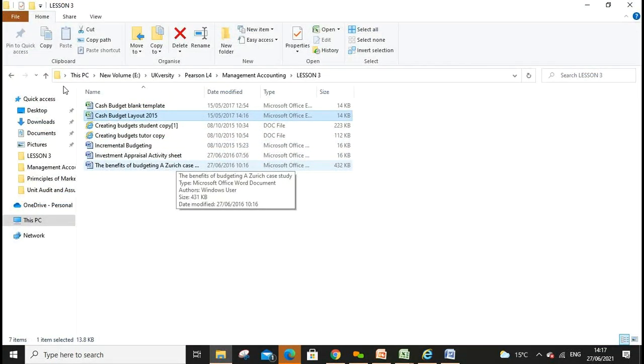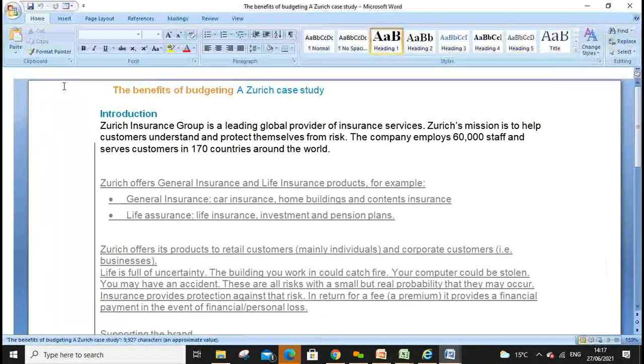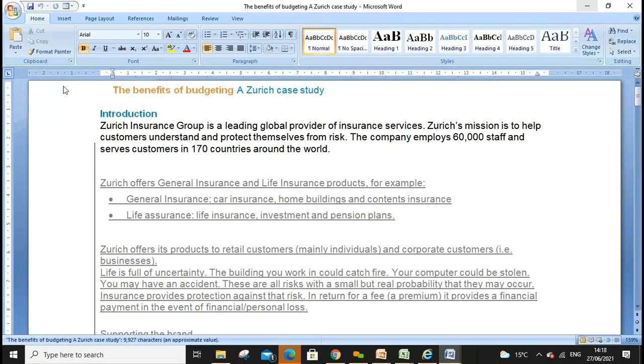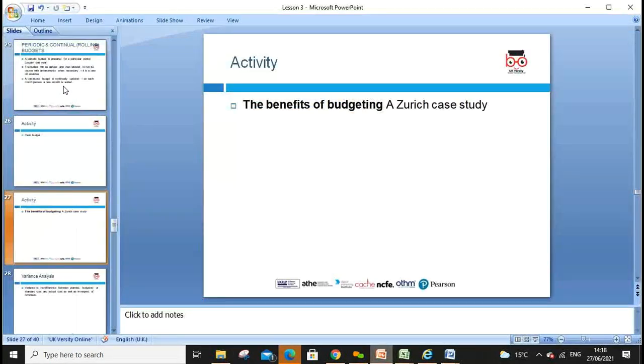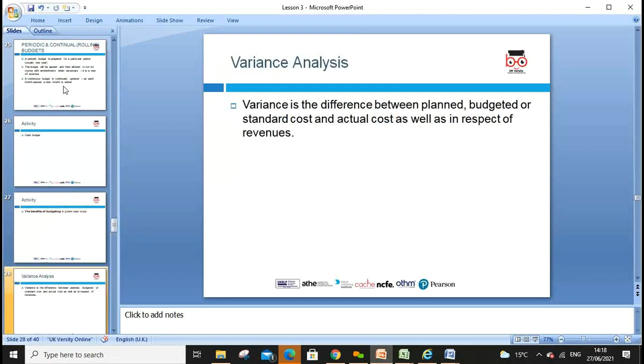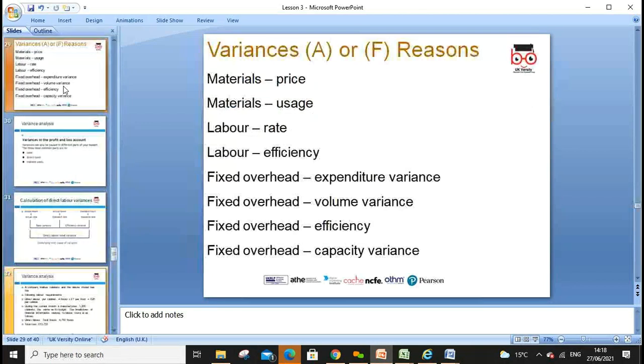Okay, then we have a case study of a Zurich company, and the benefit of budgeting. Please read it in your own time, which is quite good to read. So this is what we've been given. Yes, so the budget, and we need to read it please before the next lesson, and if you don't understand anything, we can discuss.